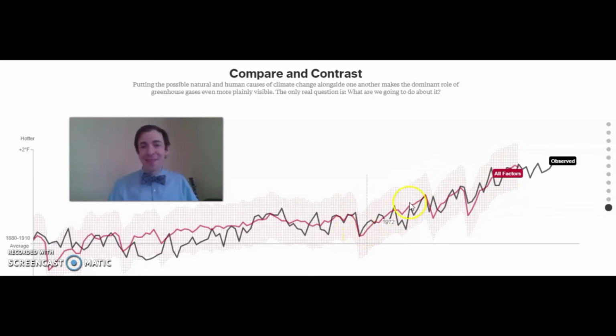Everything from these little spikes from some of those volcano eruptions to this general increase to get us to about that 1.4 degrees Fahrenheit anomaly. This model matches up really, really close. So with that in mind, let's go back and talk a little bit more about this CO2 and greenhouse gases and how they factor in to our conversation about climate change.